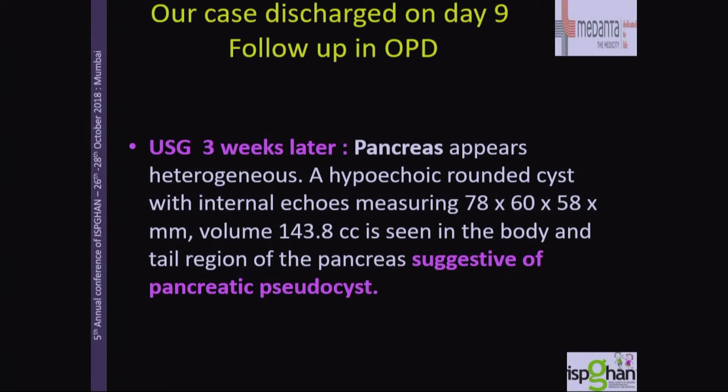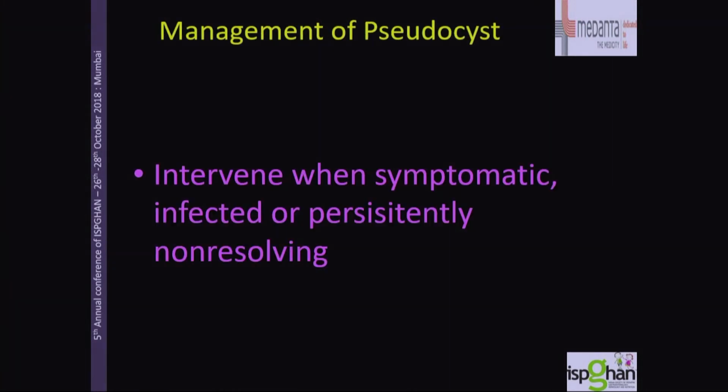So my patient, whom I discharged on day 9 and followed up in OPD, three weeks later had an ultrasound showing a pancreatic pseudocyst. I told you pseudocyst is the commonest complication, about 30% of them. When to intervene? The old rule of 6 is all gone. There's nothing like 6 now. We just say intervene when symptomatic, or the cyst is infected, or persistently non-resolving.